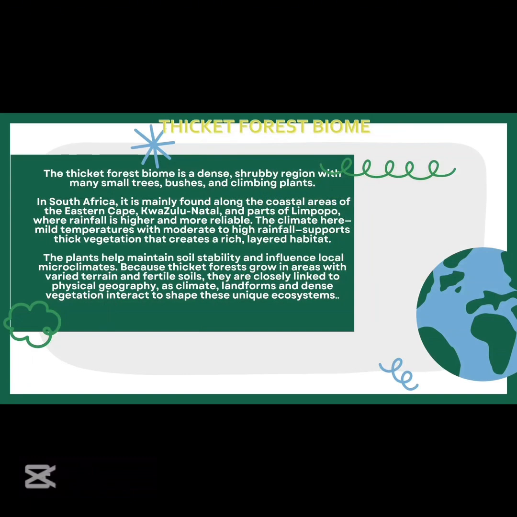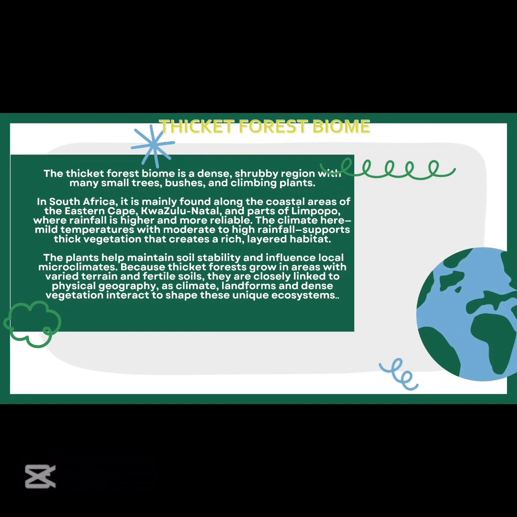We then have the thicket forest biome. The thicket forest biome is a dense shrubby region with many small trees, bushes, and climbing plants. In South Africa, it is mainly found along the coastal areas of the Eastern Cape, KwaZulu-Natal, and parts of Limpopo. Think of the thicket forest like an actual forest, covered full with different types of trees and life.